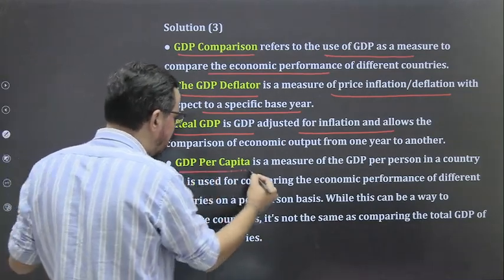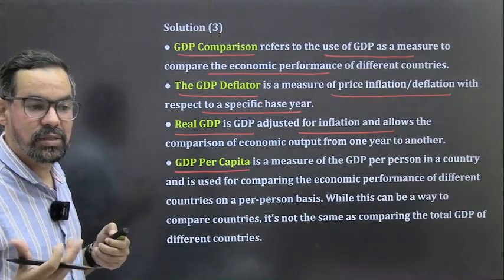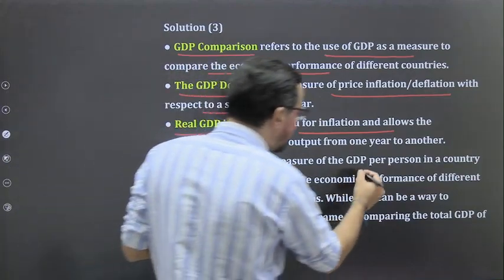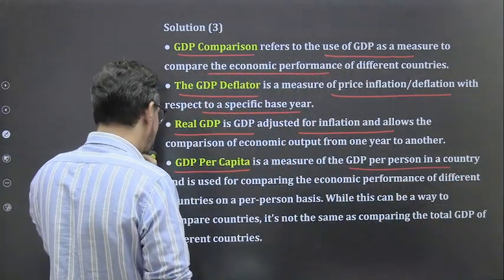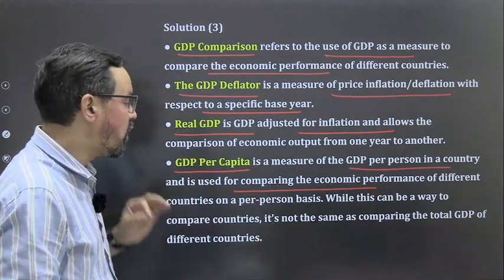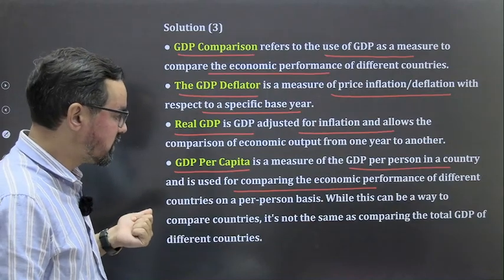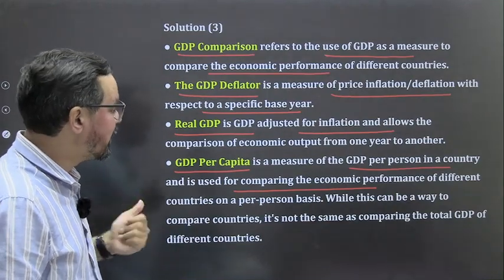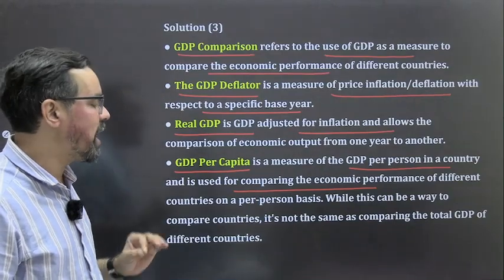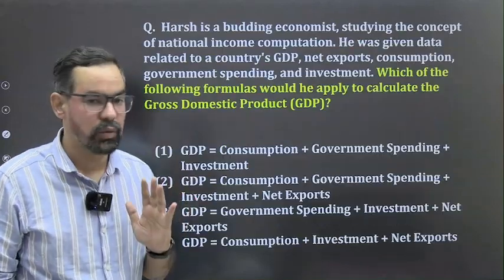So GDP per capita, like per capita income, is kind of average income of the citizen, right? So it is a measure of the GDP per person in a country and is used for comparing the economic performances of different countries on a per person basis. While this can be a way to compare countries, it's not the same as comparing through the GDP. ठीक है, so ये आपका जो चार different terminologies जो इससे related है.